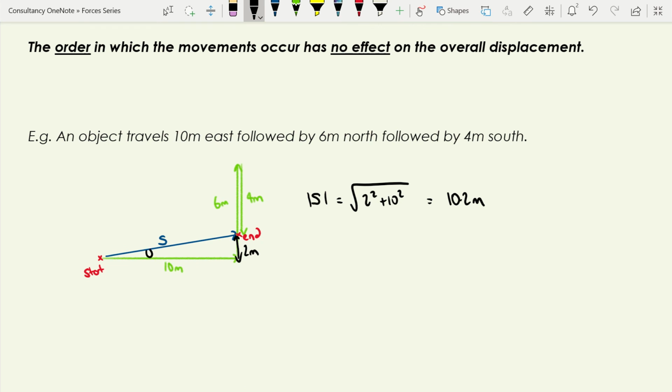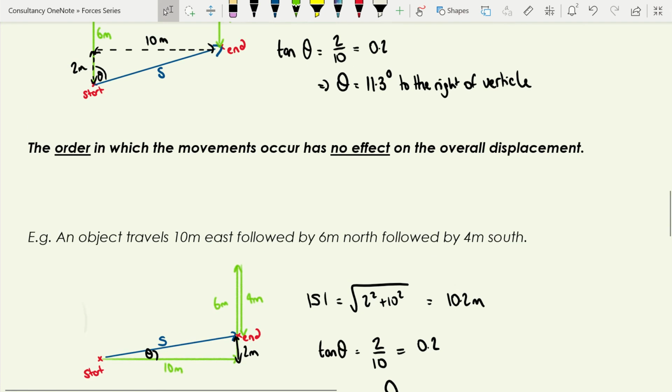Now, let's say I give this angle in here. So tan theta is going to be equal to 2 divided by 10. So you can see that that is in fact 0.2, which means that theta is the same.